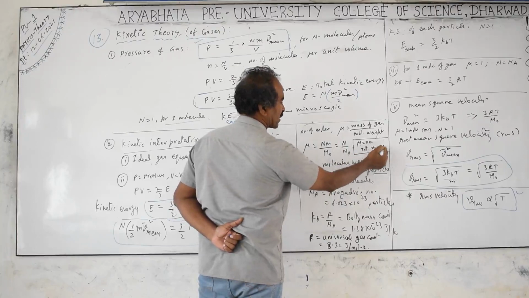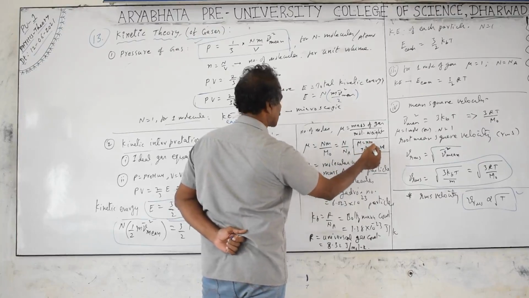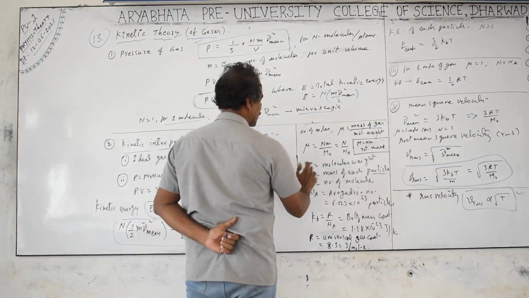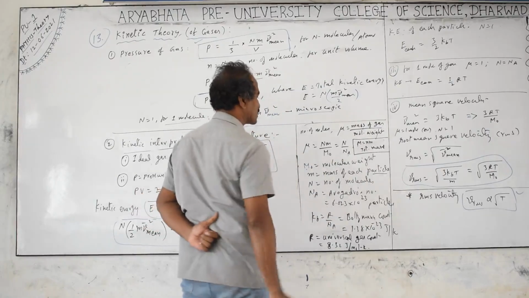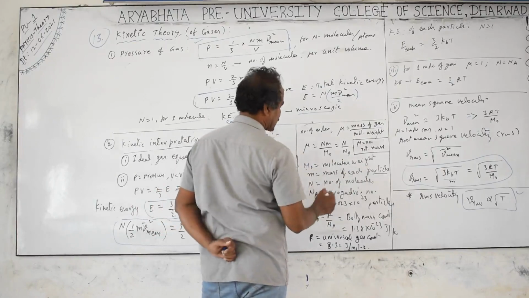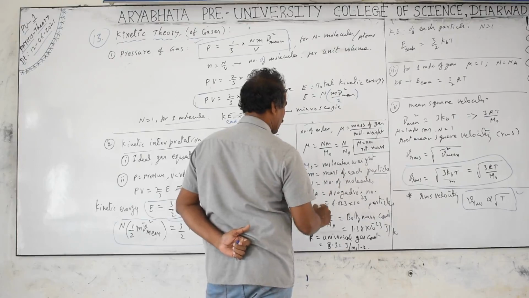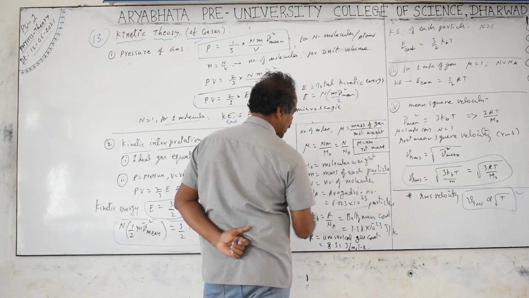Total mass of the gas is equal to N into the mass of each particle. Small m is the mass of each particle you have taken. Capital M naught is the molecular weight of the gas. Small m is the mass of each particle, capital N is the number of molecules, and Na is Avogadro's number. You already know the value.